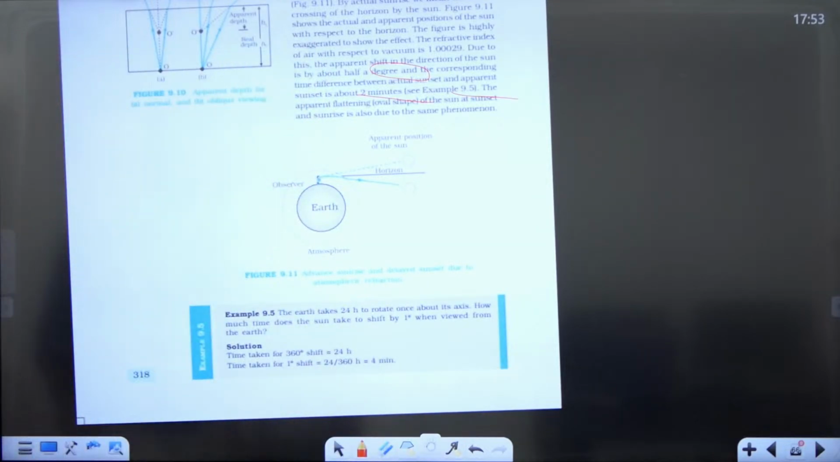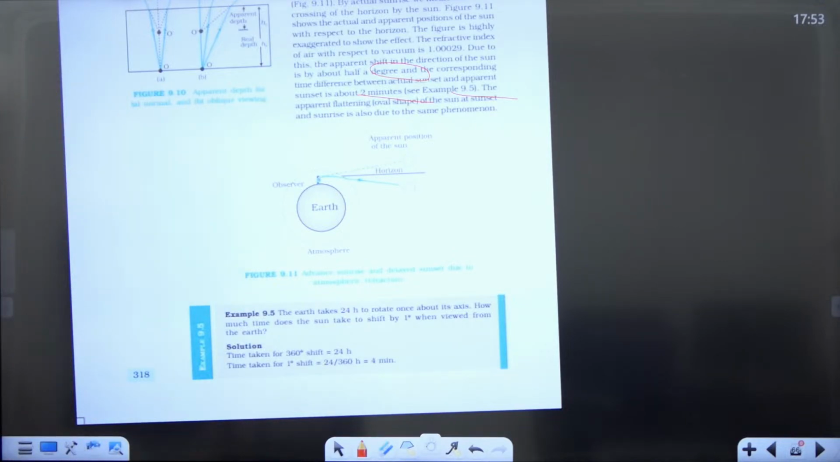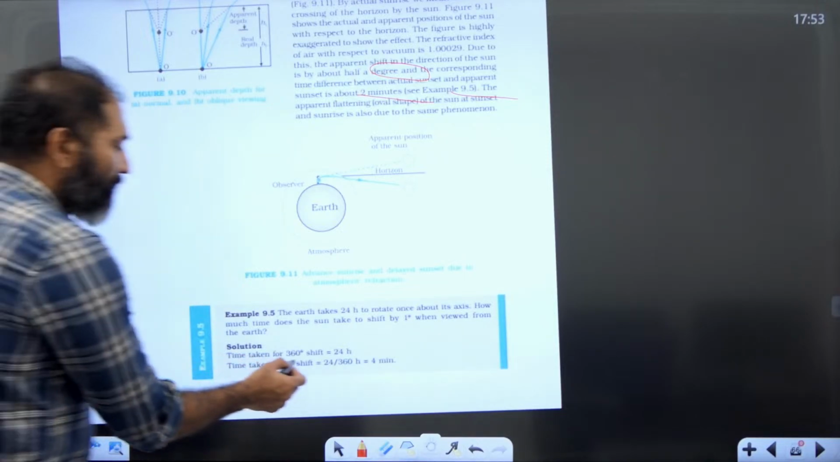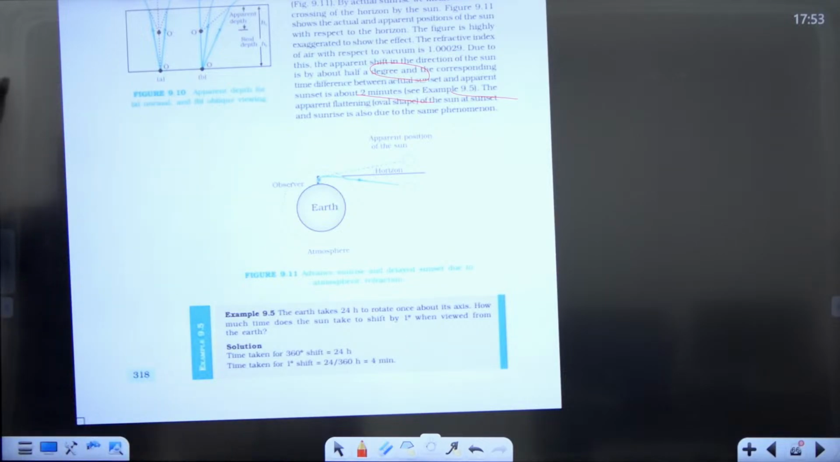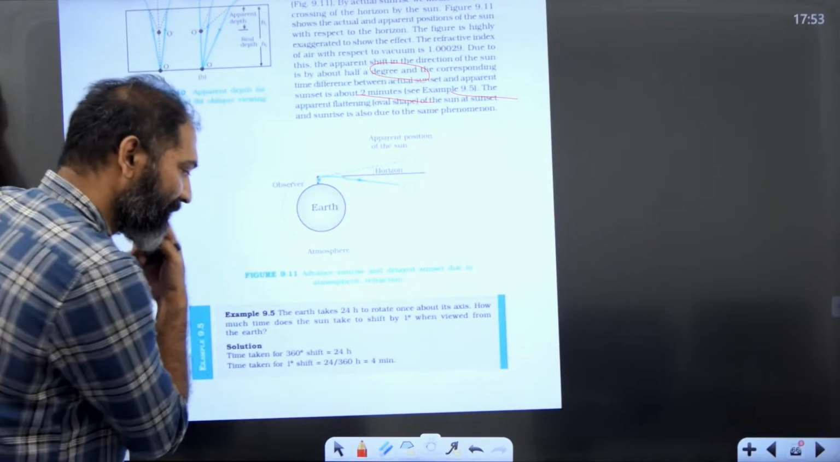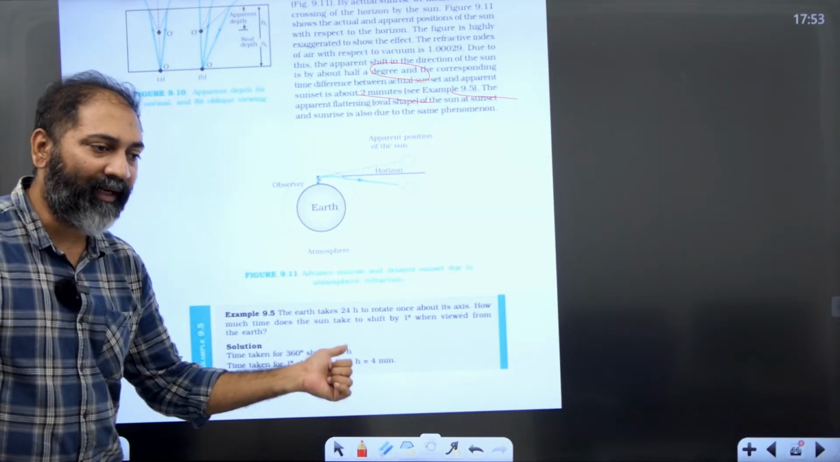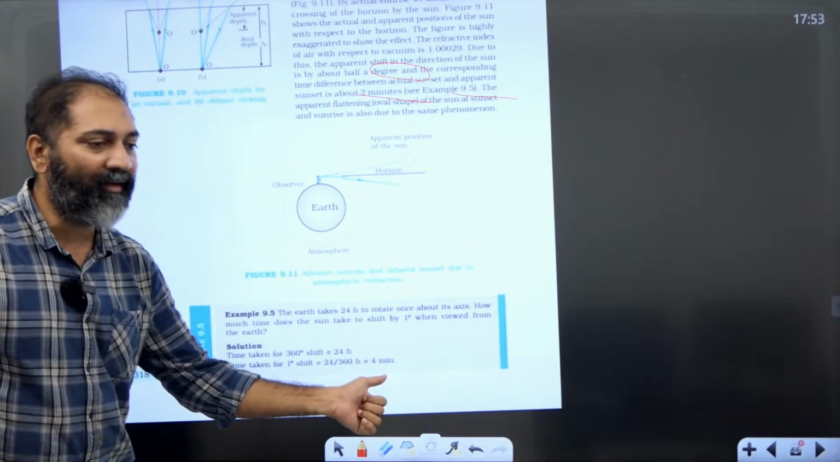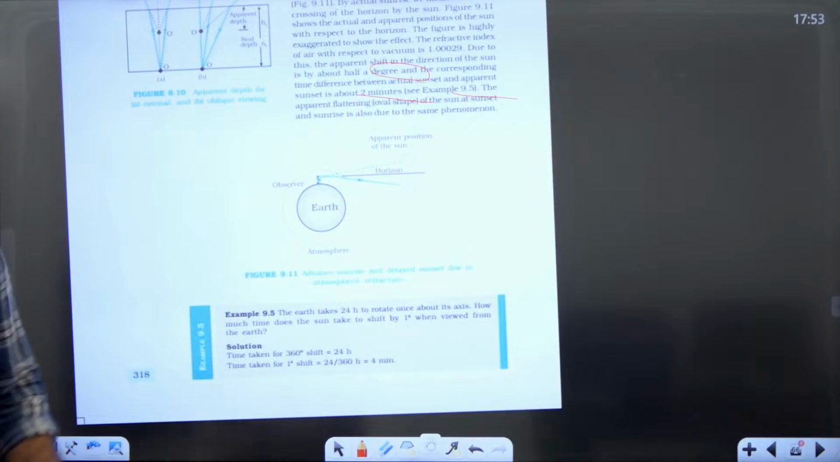Okay. The earth takes 24 hours to rotate once about its axis. How much time does the sun take to shift by 1 degree when viewed from the earth? Time taken for a 360-degree shift is 24 hours. So what is the time taken for a 1 degree shift? 24 by 360 hour, that has to be converted to minutes. If you solve that, your minute value will be 4 minutes.